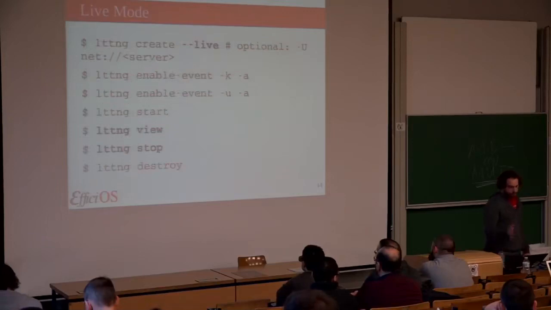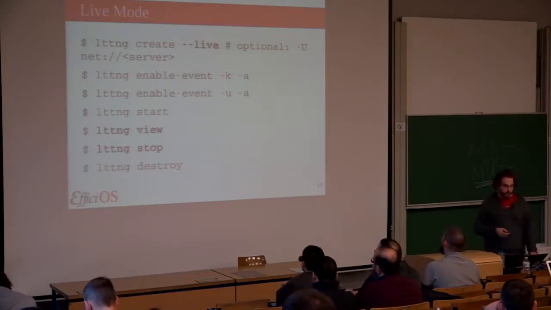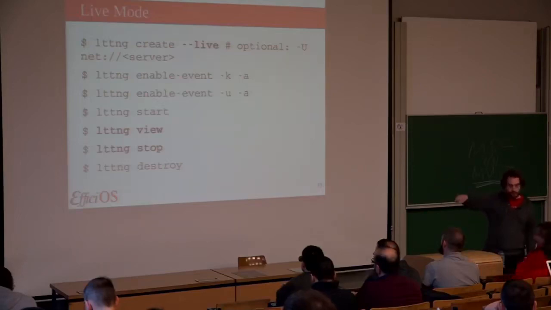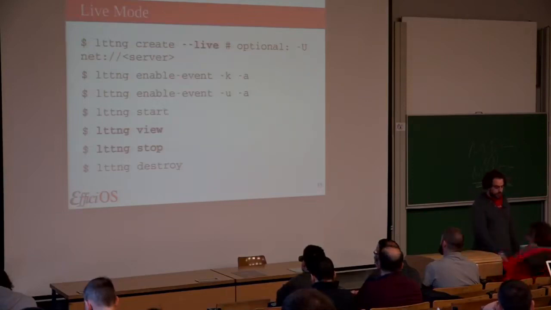So the big difference between the first mode and this one is that you have the --live option on the create operation, and that you can use LTTng view while the trace is running, instead of having to stop and then do it. And of course you can also send the trace to a remote server.